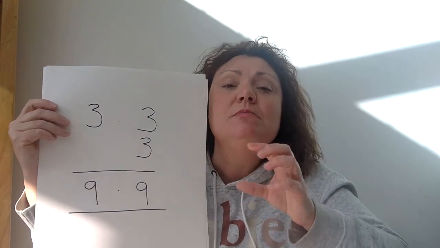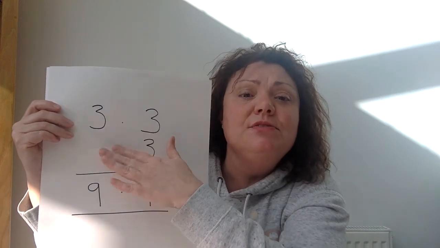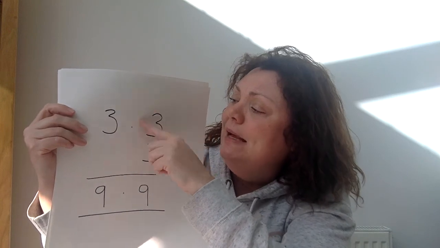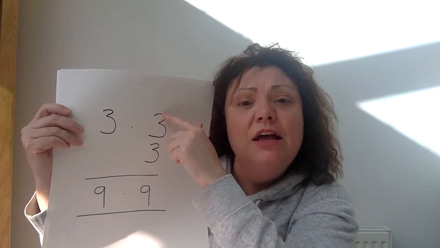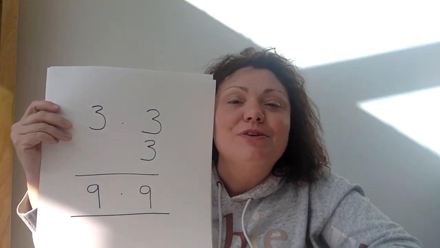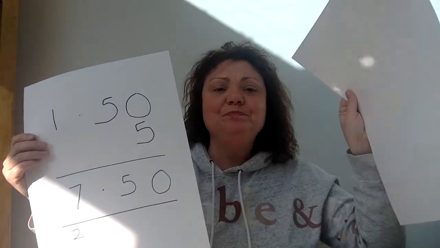So you do the multiplication, ignore that decimal. 33 times 3 is 99, and then you count that 1 place. If there were 2 places there, you'd count 2 and you'd pop it in 2. If there were 3, you'd count 3 and you'd pop it in 3. Does that make sense? We've done this before, so you should remember that.